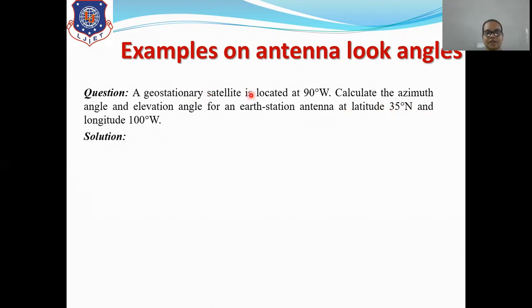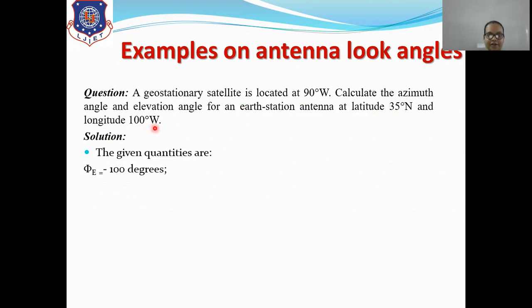So first of all, what has been given? The geostationary satellite is located at 90° west. So what is it given as? It is given as a longitude. If it is given in east or west, that means a longitude. And for a geostationary orbit, it will be given only as a longitude. Latitude will not be given. Why? Because a geostationary satellite does not cover the poles. Clear? So, the given quantities are, and the earth station has two quantities, latitude 35° north and longitude 100° west.